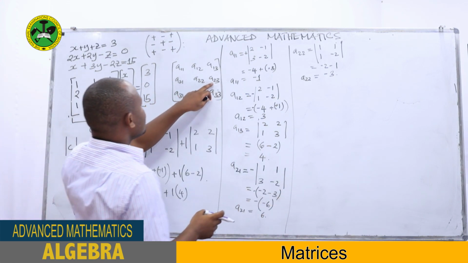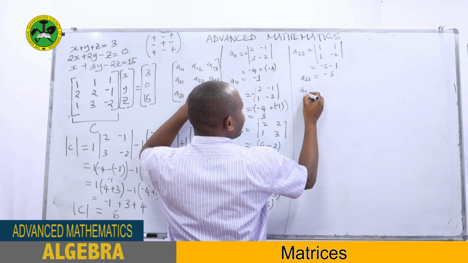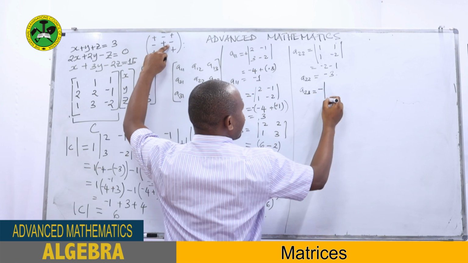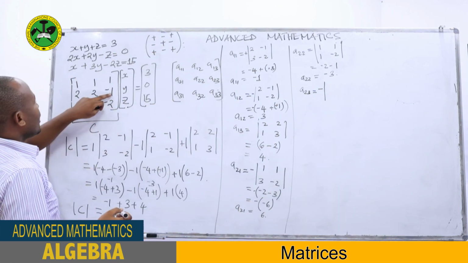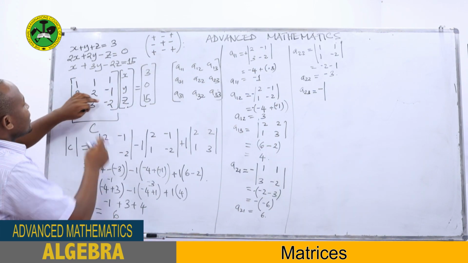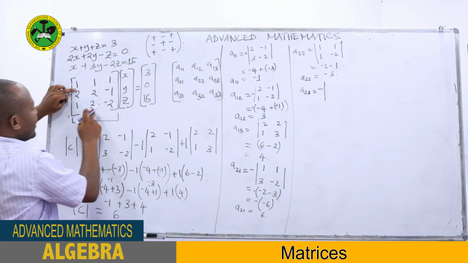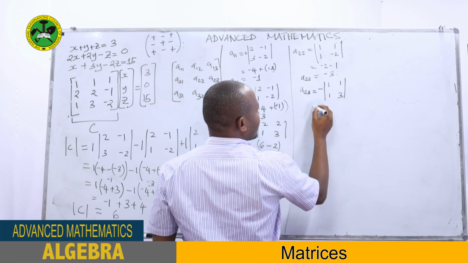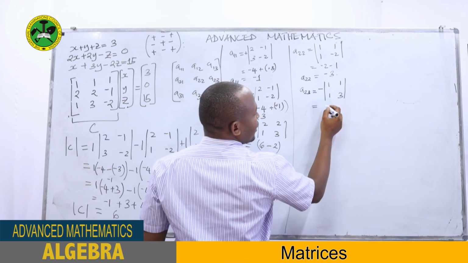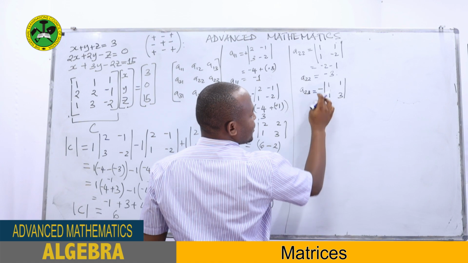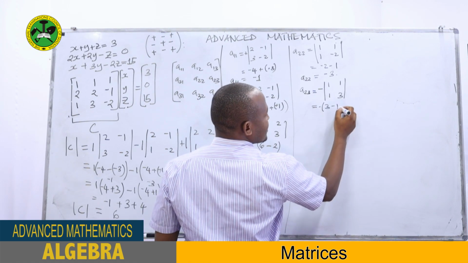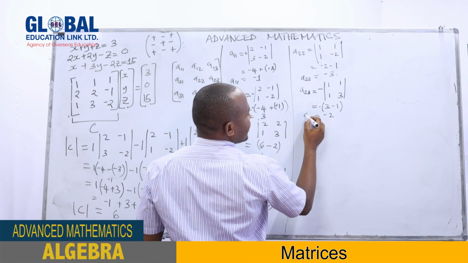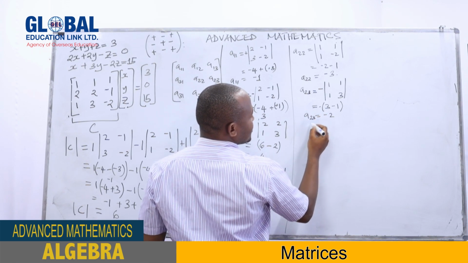Now let's go to the position A2, 3. The pattern says it is negative, and that is the position we are talking about. And then we are left with 1, 1, 1, 3. That means there is 3, but remember outside we have a negative, minus 1, and then 2 minus 1 is negative 2, and that is the cofactor to that position.